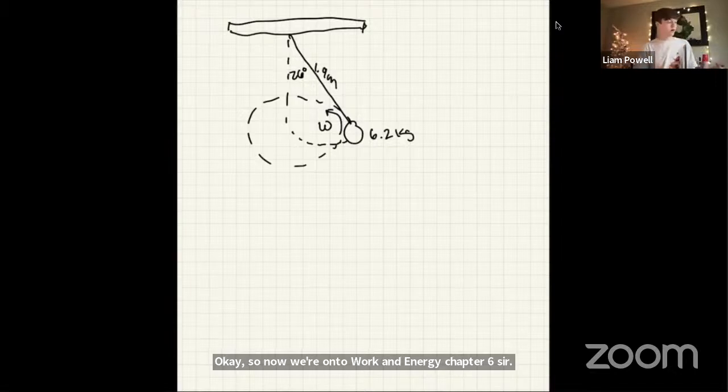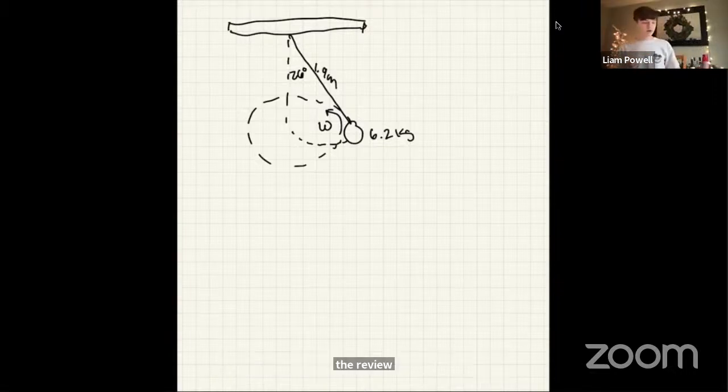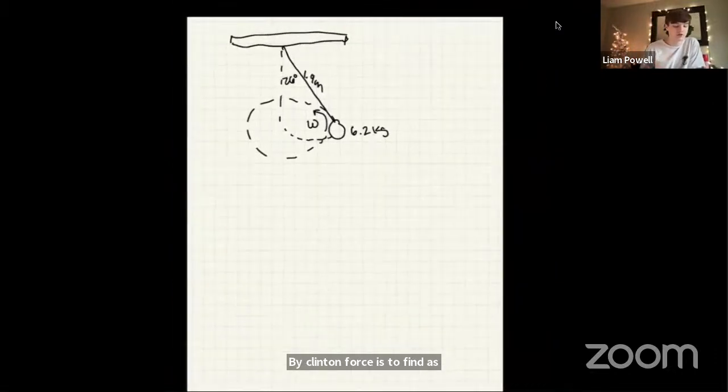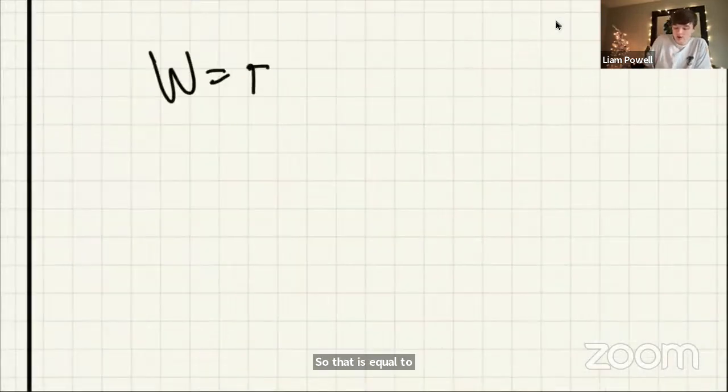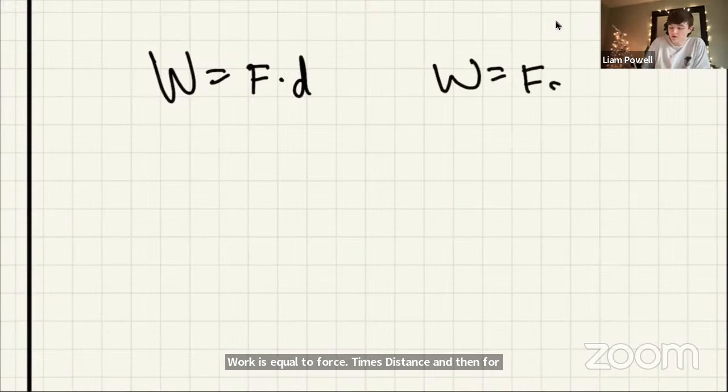After this, I might take a quick break before I finish the review session. Work done by a constant force is defined as distance moved multiplied by the component of the force in the direction of displacement. So work is equal to force times distance. And for most scenarios, work is equal to force times sine theta times distance.